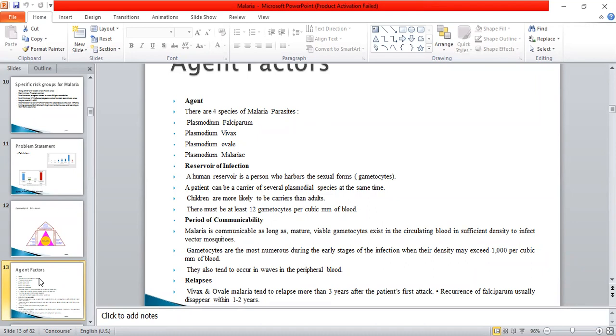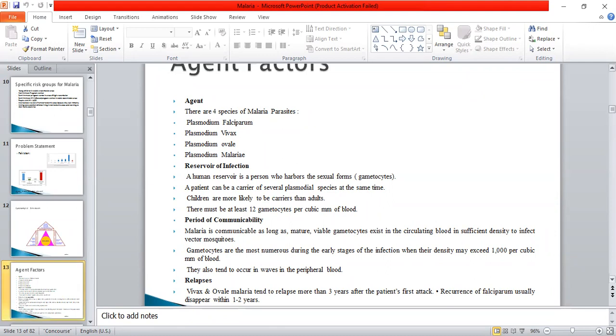Period of communicability: malaria is communicable as long as mature viable gametocytes exist in the circulating blood in sufficient density to infect the vector mosquito. Gametocytes are the most numerous during the early stages of infection when their density may exceed 1000 per cubic millimeter of blood. They also tend to occur in waves in the peripheral blood.